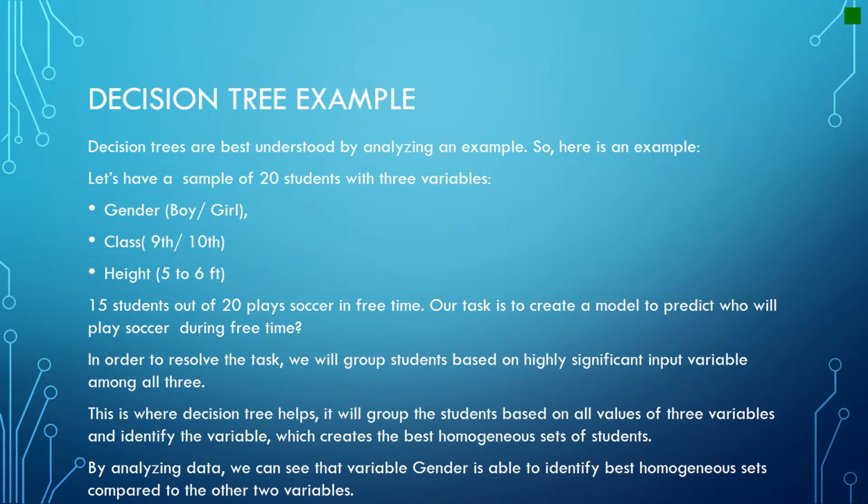It will group the students based on all values of 3 variables and identify the variable which creates the best homogeneous set of students. By analyzing data, we can see that the variable gender is able to identify the best homogeneous sets compared to the other 2 variables.